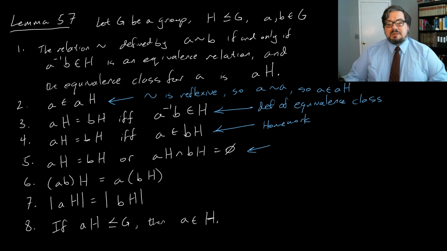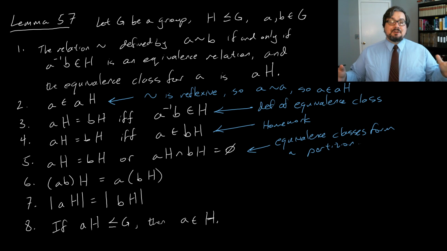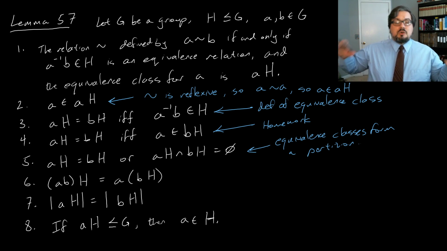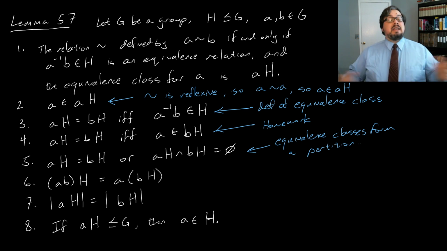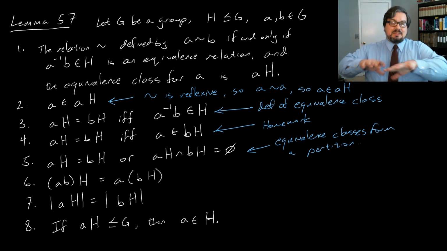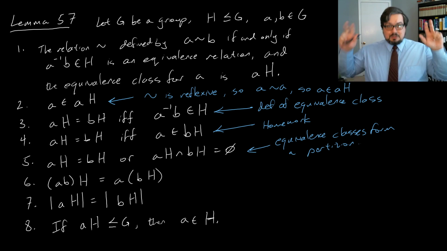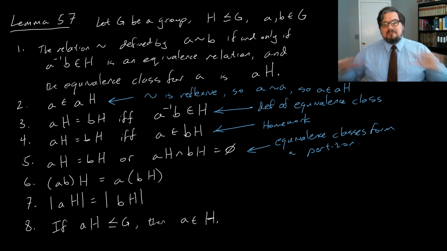Part 5 also follows because we have that the equivalence classes form a partition, which means that if any two equivalence classes are not identical, then they have to be disjoint. So when you look at all of the equivalence classes under any equivalence relation, there's no overlap between them. Any two equivalence classes are either actually one or they have nothing in common. So items 2, 3, 4, and 5 of this lemma are all pretty immediate consequences of part 1, and we're not going to explicitly write that down.